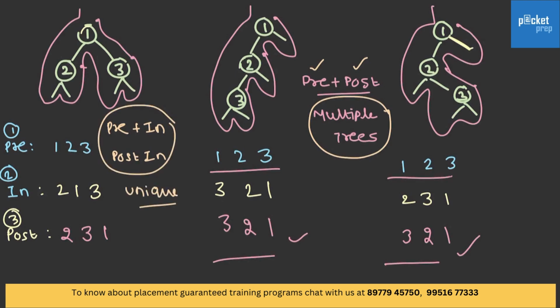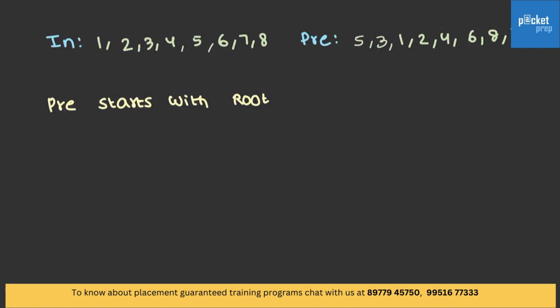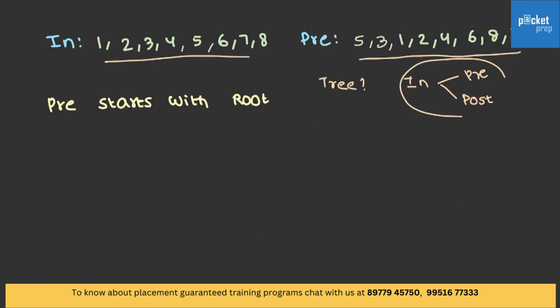Let's try to solve this with the help of an example. We have been given an in-order traversal and also a pre-order traversal. What we need to do is construct the tree. We know that when an in-order traversal is given with pre or post, we can identify a tree uniquely. But if only pre or post has been given, we can have multiple trees. To identify a tree uniquely, we should have an in-order traversal and either pre or post traversal.